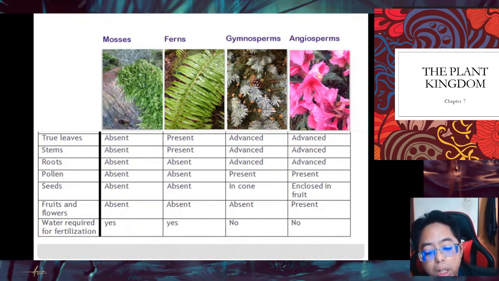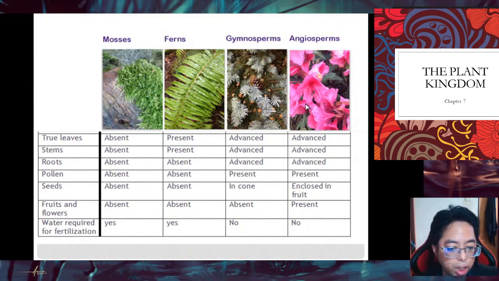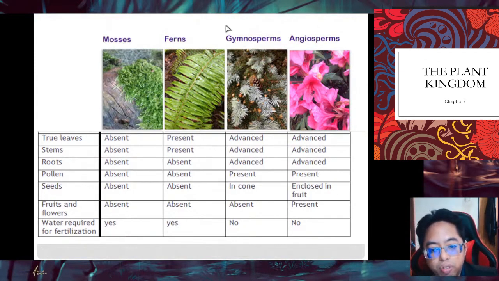Okay, does water is required for fertilization? No, just plant it, it will grow. Okay, for the flowering plant, have leaf, stem, root, pollen, seeds, fruit, and flower, and also because they have a very prepared seed with endosperm, they don't need water for fertilization. Just plant it, it will grow. So that's the final slide for this.